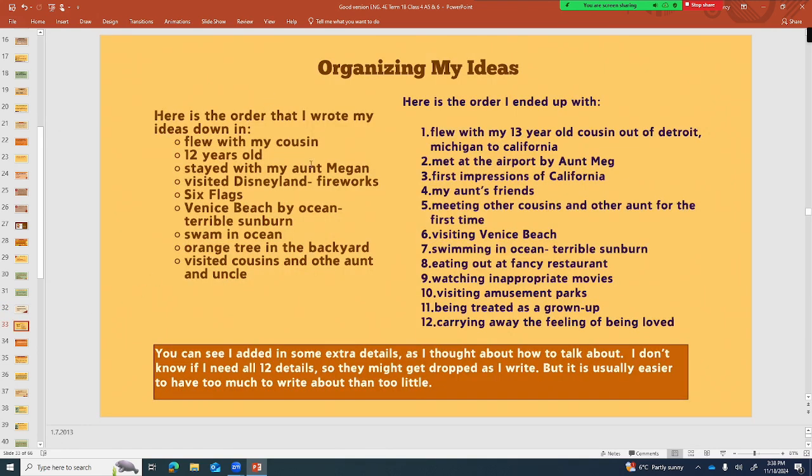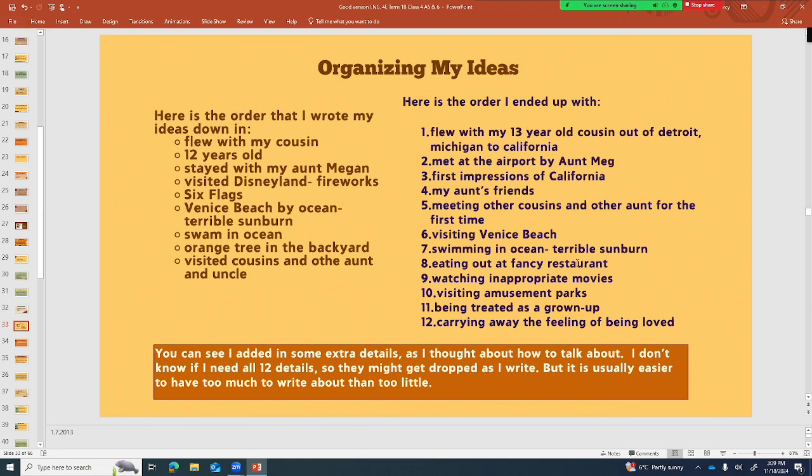Okay, so here's the order I wrote my ideas down in. I already just said that. And then I changed it all around. So I started with, I flew with my 13-year-old cousin out of Detroit, Michigan to California. I was met at the airport by Aunt Meg. I wanted to talk about my first impressions of California and my aunt's friends, meeting other cousins and my other aunt for the first time, visiting Venice Beach, swimming in the ocean and getting a terrible sunburn, eating out at fancy restaurants, watching inappropriate movies, visiting amusement parks, being treated as a grown-up, and carrying away the feeling of being loved.